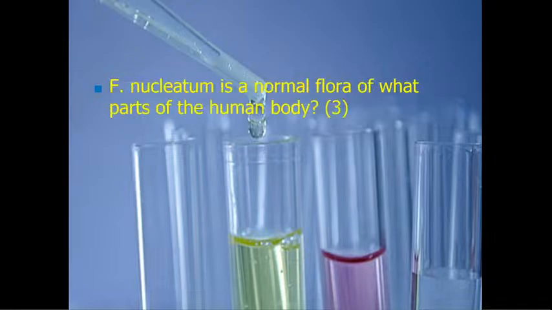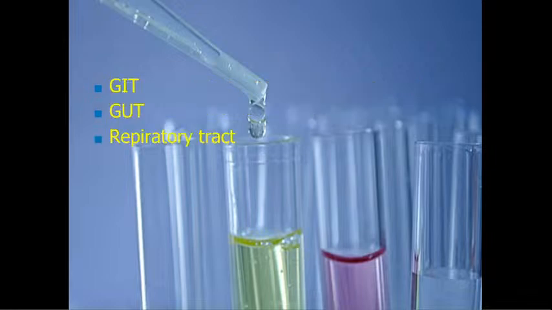Okay. Fusobacterium nucleatum is a normal flora of what parts of the human body? The GIT, the GUT, and of course your respiratory tract. Okay. What's GUT, sir? Genitourinary tract, gastrointestinal tract.